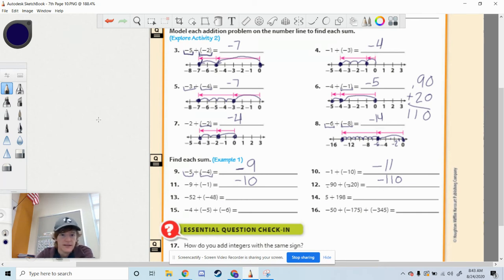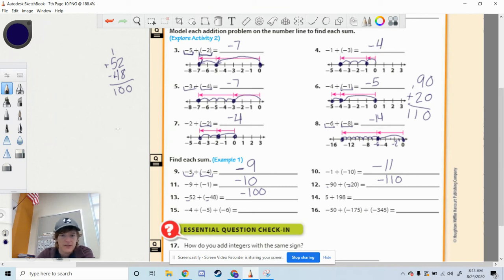Next one, negative 52 plus negative 48. Okay, so 52 and 48 is going to be 2 plus 8. In our ones, we have 10. We'll regroup a 10. 5 plus 4 is 9, plus 1 is 10. So we have 100. And don't forget, it is negative because these are both negative.